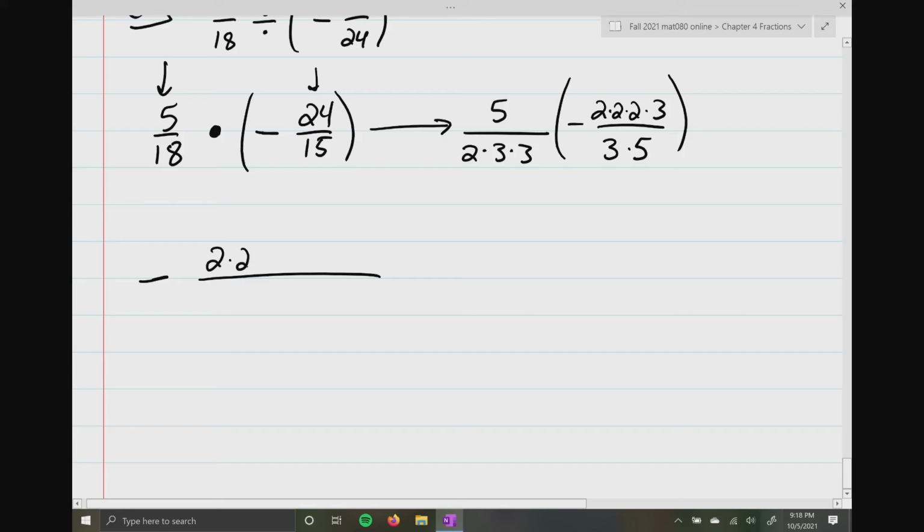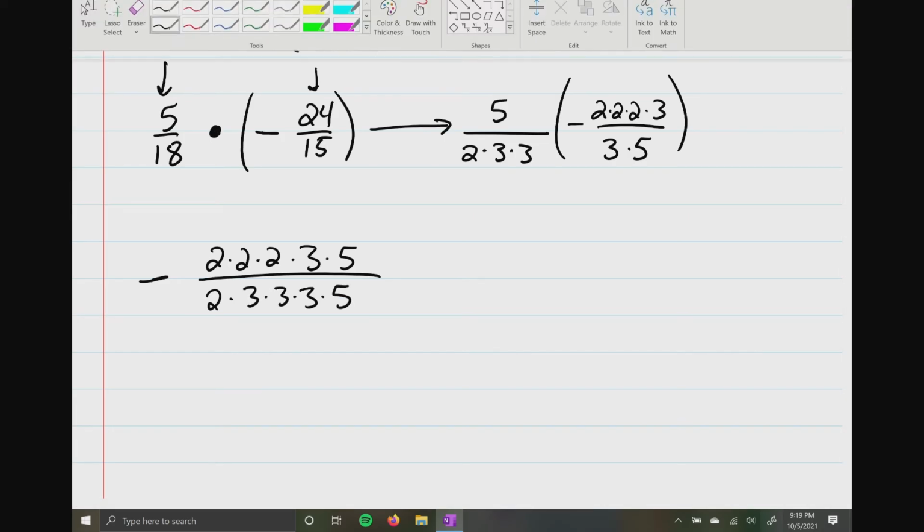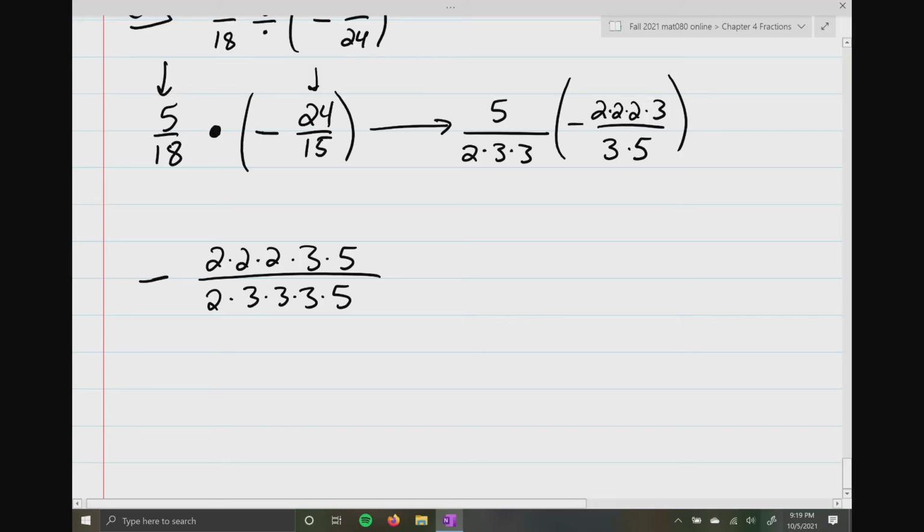So the negative stays out front, and I'm going to write just a big numerator. 2 times 2 times 2 times 3 times 5. I know it's a lot, but do this in chunks. Don't rush. Now your denominator, 2 times 3 times 3 times 3 times 5. Now, let's use that property of 1. Let's start highlighting things that we see that are the same in the top and bottom. So it looks like I have 2 over 2, 3 over 3, and 5 over 5.